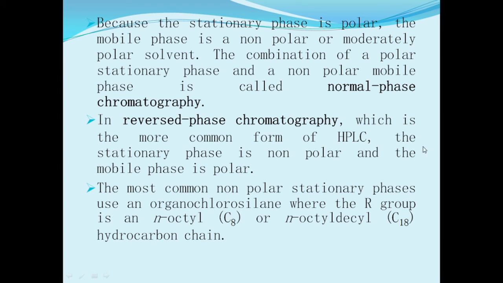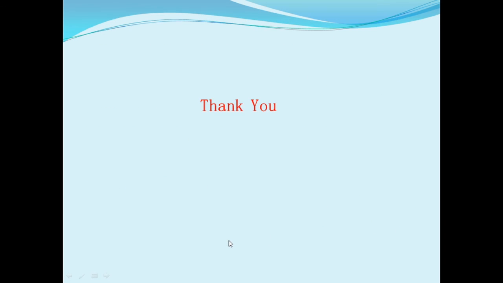Reverse phase chromatography is the more common form of HPLC. The stationary phase is non-polar and the mobile phase is polar. The most common non-polar stationary phases use an organochlorosilane where the R group is an n-octyl C8 or n-octyldecyl C18 hydrocarbon chain.